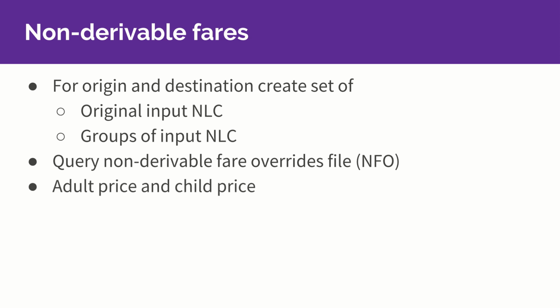And as I mentioned, they are simpler, so they come with an adult price and a child price, and indeed a rail card price. So you effectively don't need to do any status discounting or anything like that. These are fares that have specific prices set for certain rail cards and things like that.